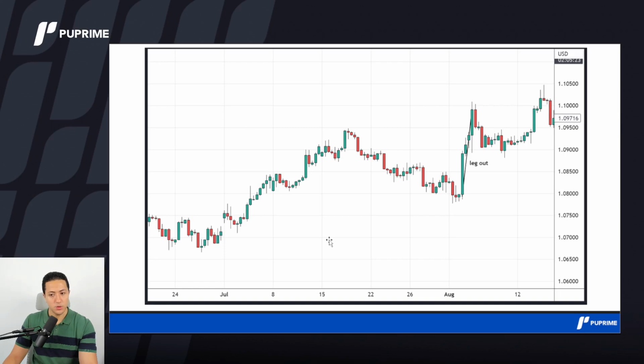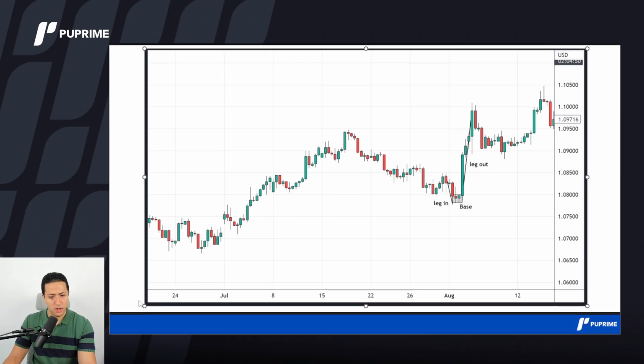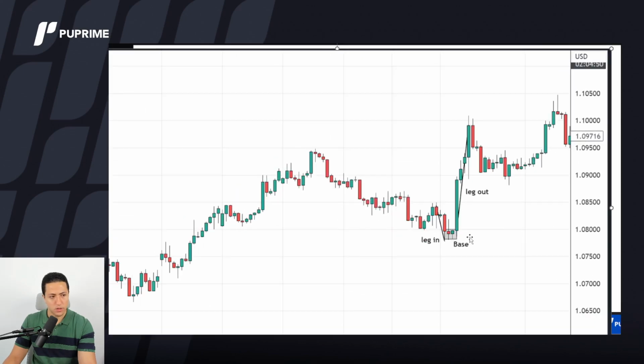Okay, so where is the leg in? This is the leg out. Leg in is definitely somewhere around here. Okay, so that's the leg out. The leg in is a small decline. It's decisive, maybe one decisive candle. So we have two candles around the same level. Yes, so two base candles, small candles, boom, leg out. So drop, base, rally, and this is a demand zone.